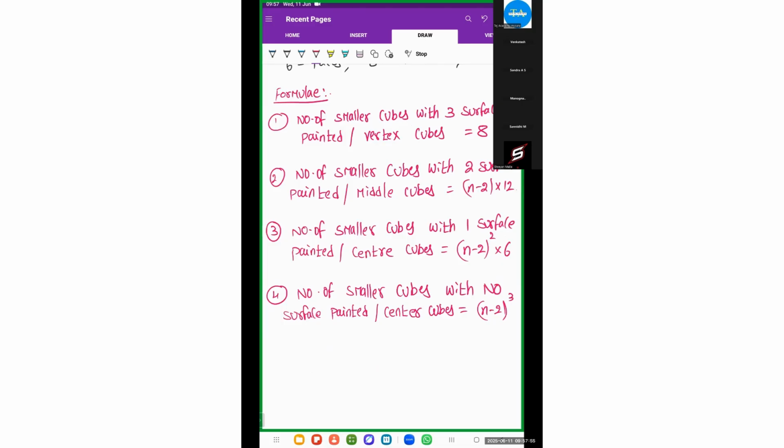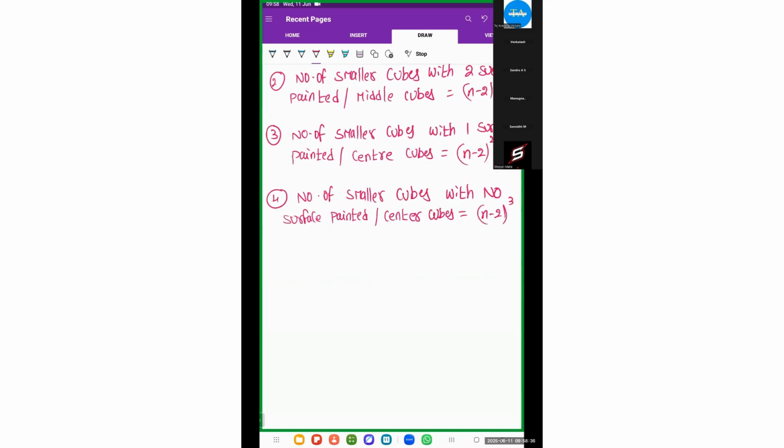Okay, but I haven't seen any question from the cubes point of view. So let me take one example. Can I take one example? Yes, sir. Okay. Example: an exemplar problem.